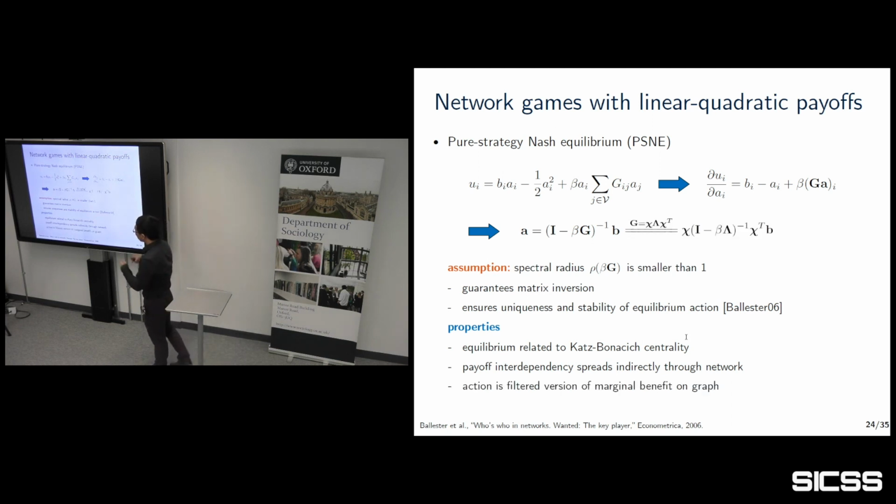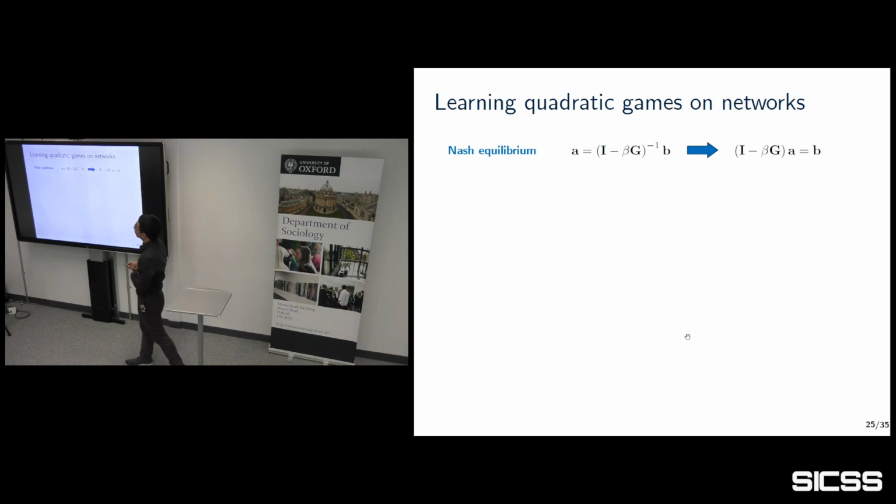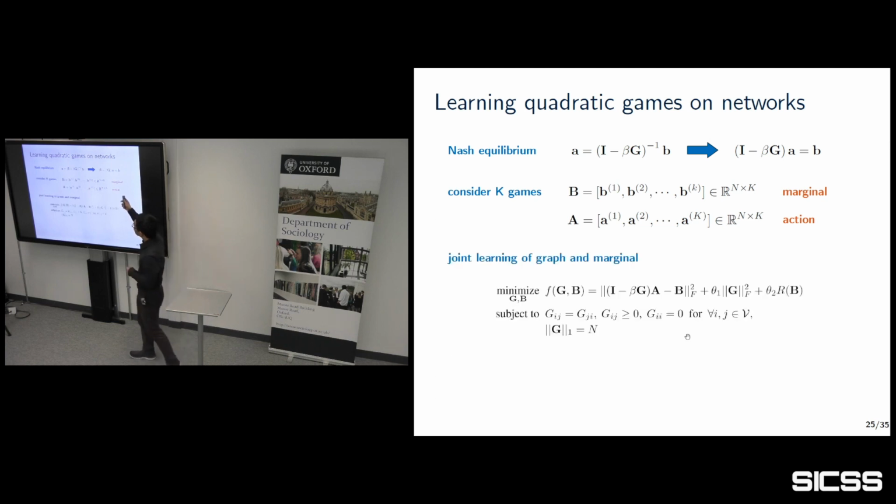And you can also have some other interpretation from a more signal processing viewpoint, but I will skip that because probably that's not very easy to explain in a short period of time. But under this model, we basically come up with a learning algorithm that helps us to infer the G from the A. So that's the idea that we had from the beginning. And we basically consider K independent games. All of them have different marginal benefit vectors. So you can think about the adoption of different types of products. The marginal benefits for each of them will be different for individuals. Therefore, the equilibrium actions will be different. But the network is assumed to be the same.